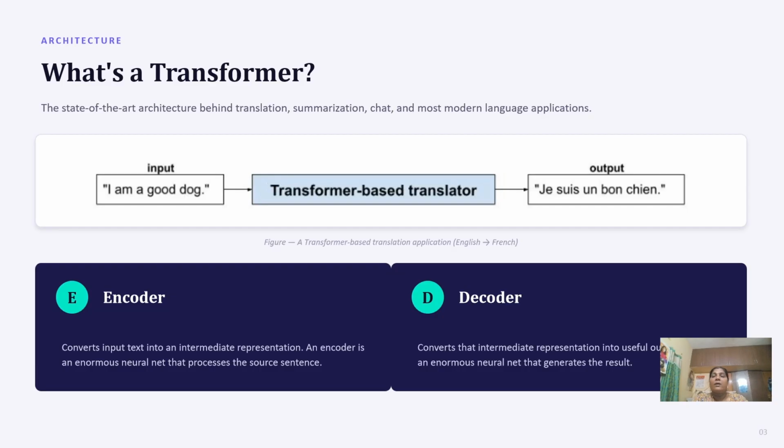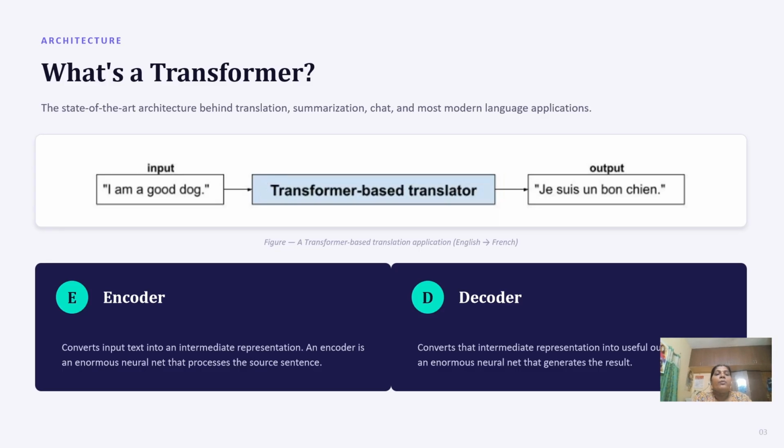Anyway, we would see it in the limitations of LLMs. The general working of LLMs is again based on a transformer model. So what is a transformer? We nowadays talk about transformer models and all that. It is the state-of-the-art architecture behind translation, summarization, chat, and most modern language applications. So LLMs are purely transformer-based translators. That is, a transformer-based translation application is what an LLM is.